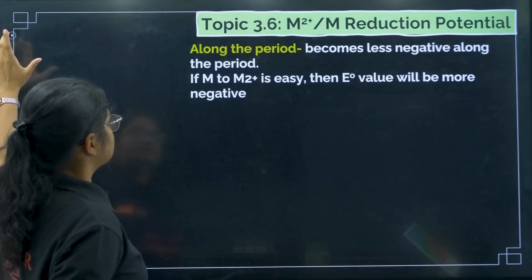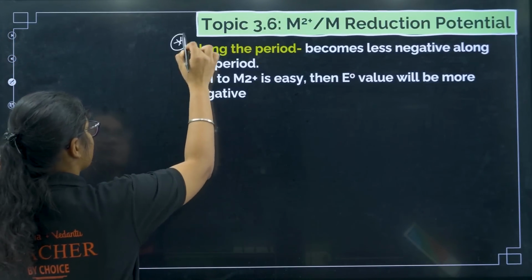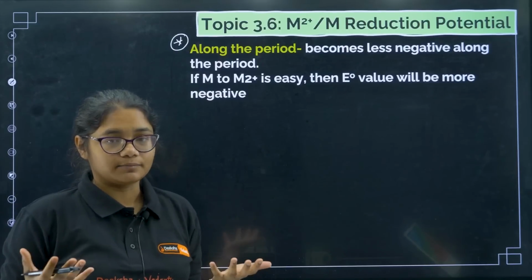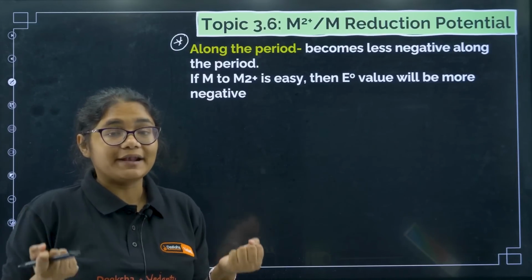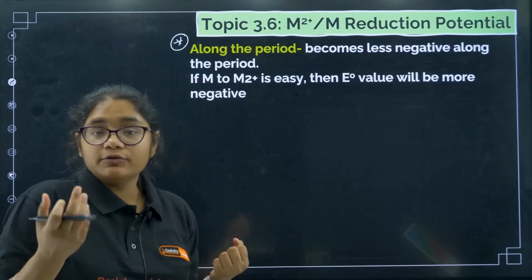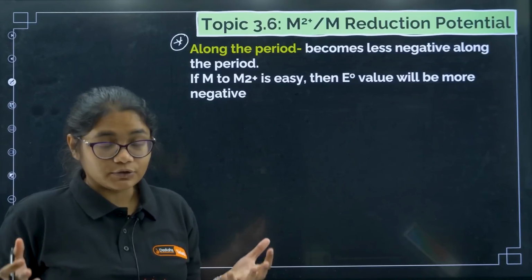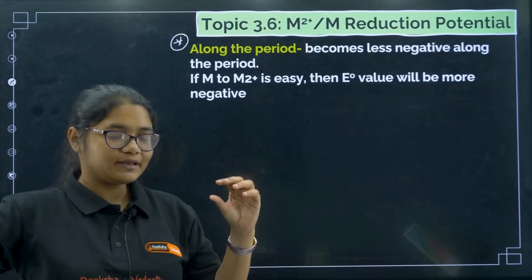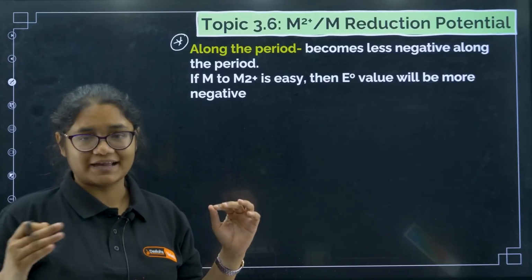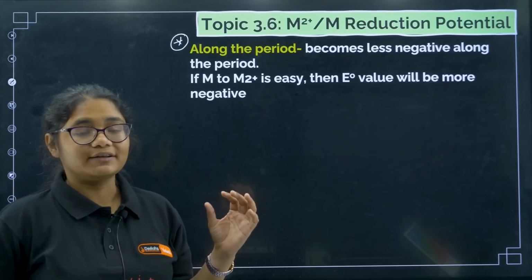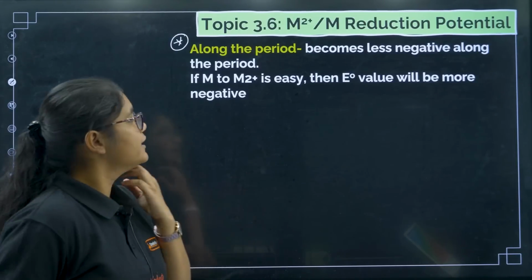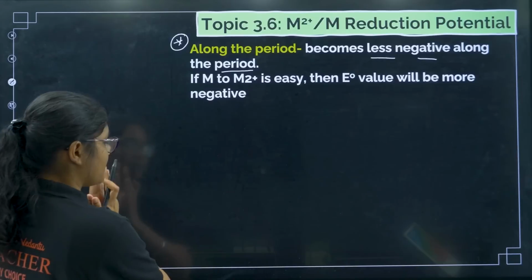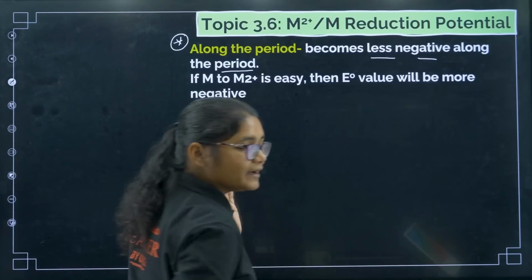Okay. Next, moving to, yes, this is very important and my favorite part, reduction potential. Reduction potential means the tendency to gain electrons, right? If you can gain electrons easily, you get reduced easily, and your E0 value will be higher. Along the period, the electronegativity and size generally decrease, so the reduction potential will increase, right? So it becomes less negative along the period.